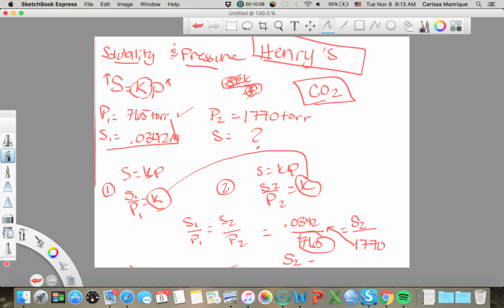When you do it, you should get S2 equals 0.079 molar. And actually, you're going to put 0.0792 because you need 3 significant figures, because all of these numbers use 3. Okay, and that is your final answer there. Okay, so I hope that helped with this problem.